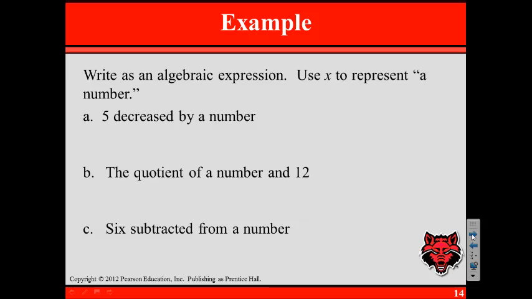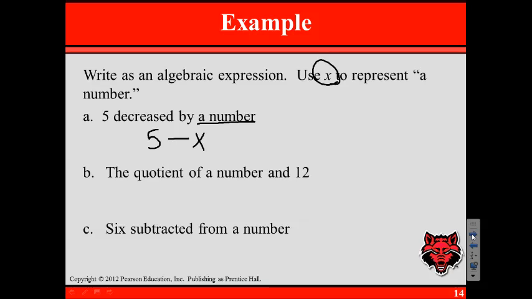So let's try to do that. We want to write these different statements as an algebraic expression, and anytime we have an unknown number or a number, we're going to use x to represent that quantity. So part A, we have 5 decreased by a number. So we start with 5. If I decrease, I am subtracting. You can go back to the previous slide or rewind the video and find that decreased by means subtract. 5 minus a number, and a number is represented by x. So 5 minus x.